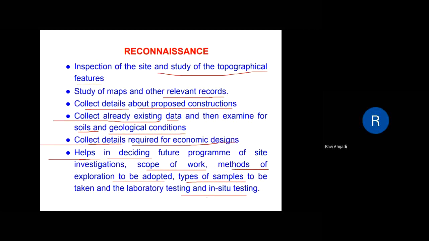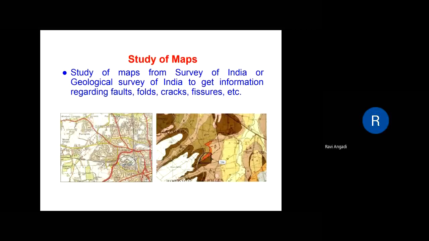And this type of vegetation gives the clue to the nature of the soil, what type of soil is present. And in addition to making site visits, a geotechnical engineer, or the person in charge of the subsurface exploration, should also study some of the maps. So what are those maps? He should study the maps also.